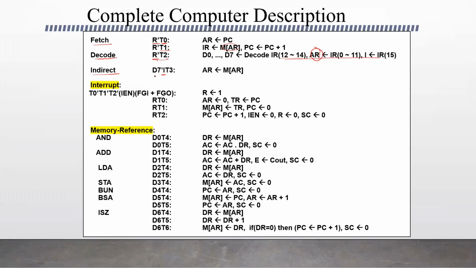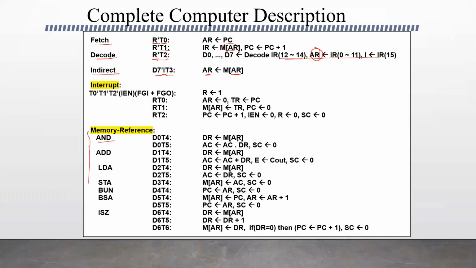D7 dash, D7 is 0 for memory reference instructions, and I is 1, at time T3. At time T3, we move the memory word at location AR into AR. This is the effective address of the operand. So this is the third phase, finding the effective address. And the fourth phase is execution. It starts from here. In case of memory reference instructions, we know all these operations.